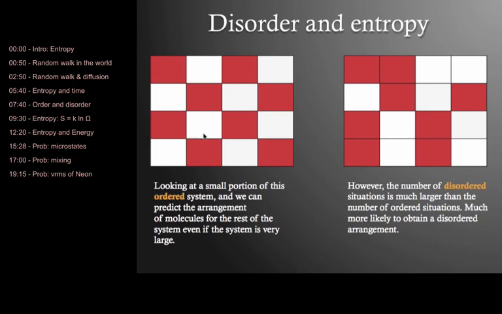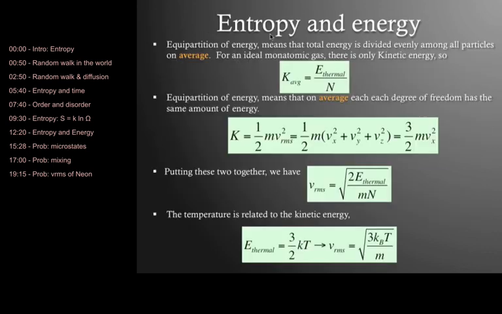We could start off with a bunch of gas molecules that look like this, and what we would expect to happen over time is for the system to evolve to a state like this, where the system is much more disordered. So how does entropy relate to energy?